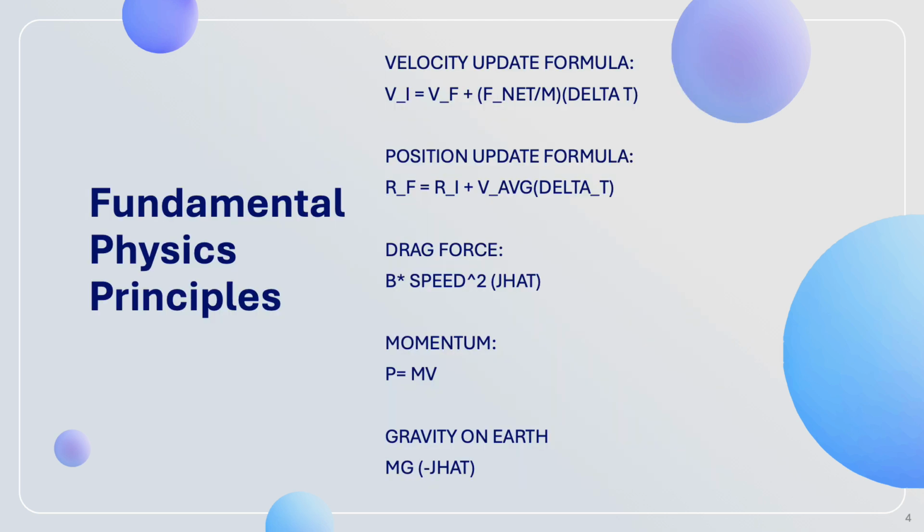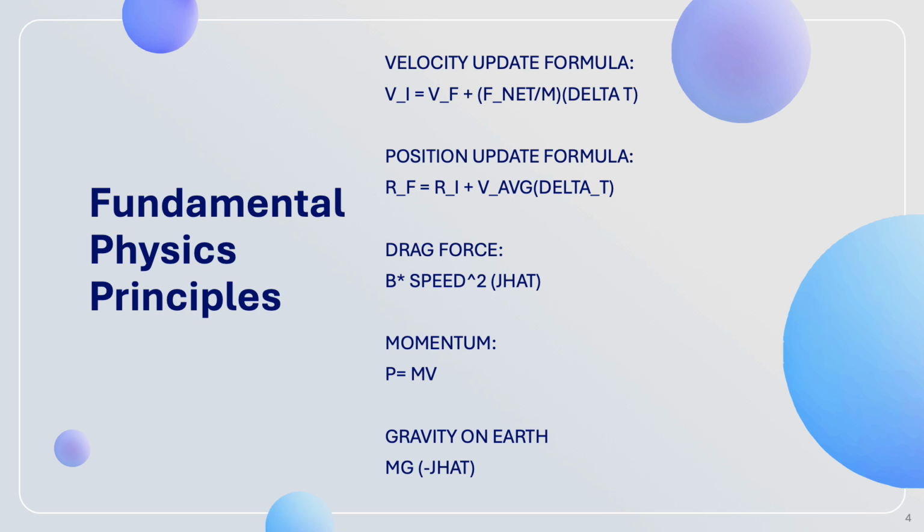There are two main fundamental physics principles that we will use during this lab. The first one is the velocity update formula, which is V final equals V initial plus F net over the mass of the system times the time elapsed. And the position update formula: the final position equals the initial position plus average velocity times the time elapsed. Both of these formulas are derived from Newton's second law of motion.